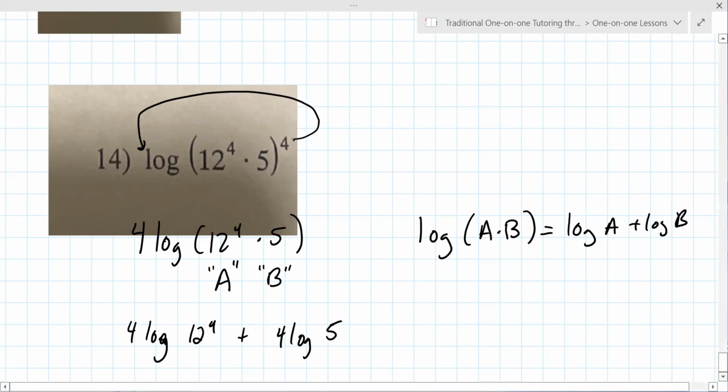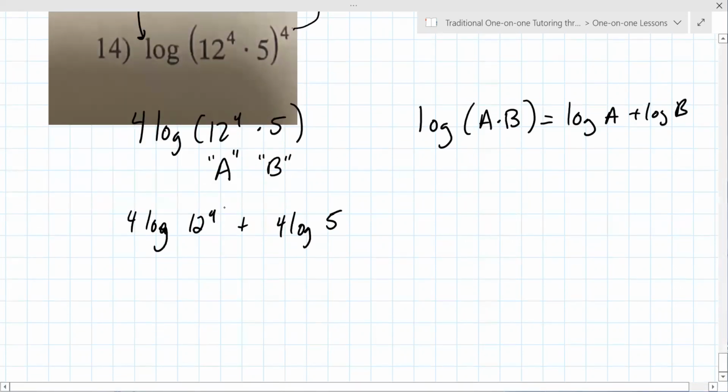Okay. But there's one last little thing here. You got to bring this 4 out in front. So it becomes 16 log 12 plus 4 log 5.